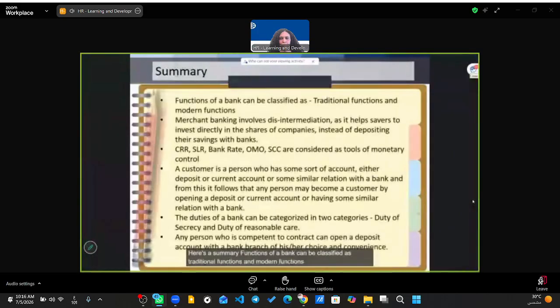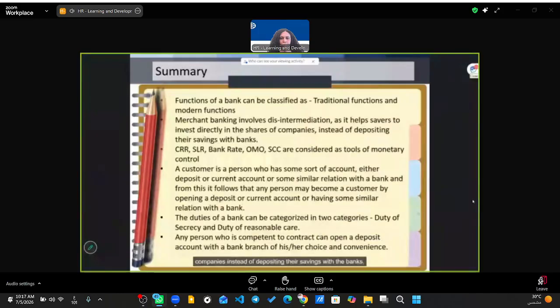Here's a summary. Functions of a bank can be classified as traditional functions and modern functions. Merchant banking involves disintermediation, as it helps savers to invest directly in the shares of the companies instead of depositing their savings with the banks. CRR, SLR, bank rate, OMO, SCC are considered as tools of monetary control.